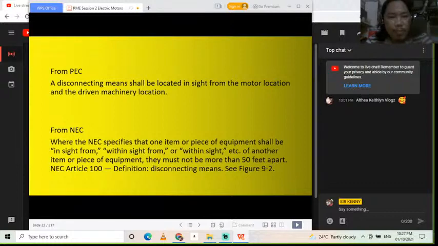Sa Philippine Electrical Code naman, nakalagay lang ay, a disconnecting means shall be located in sight from the motor location and the driven machinery location. So, walang specified na nakalagay na sukat. So, siguro hindi ko lang ito masyadong nakita rin, pero susubukan natin na makita kung merong value sa Philippine Electrical Code. Pero pagdating sa National Electrical Code, meron siyang nakalagay 50 feet apart. Okay? So, let's see the figure 9-2.